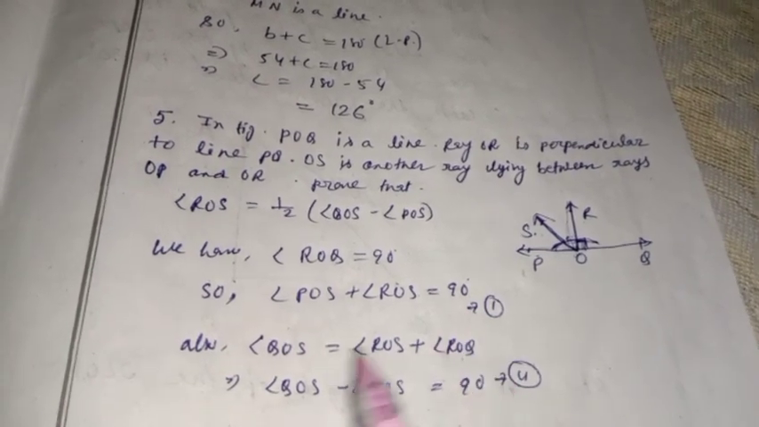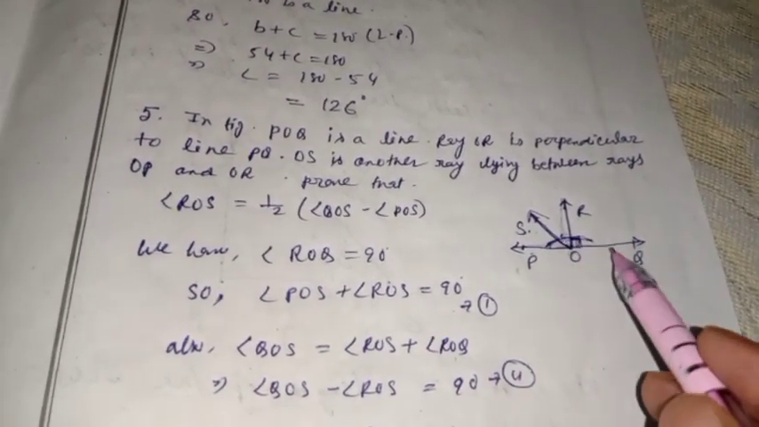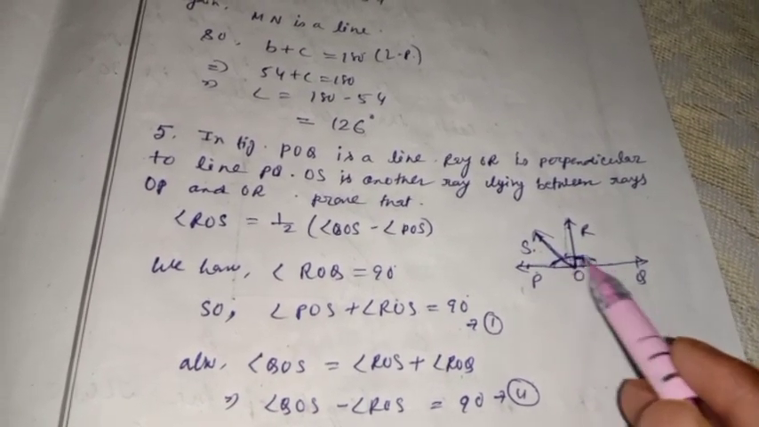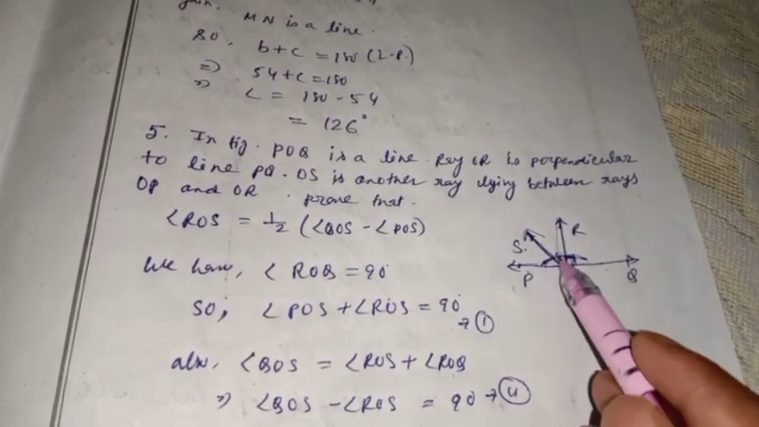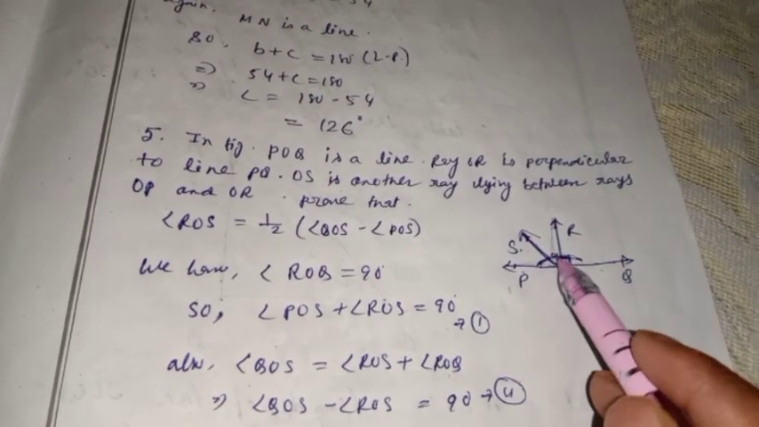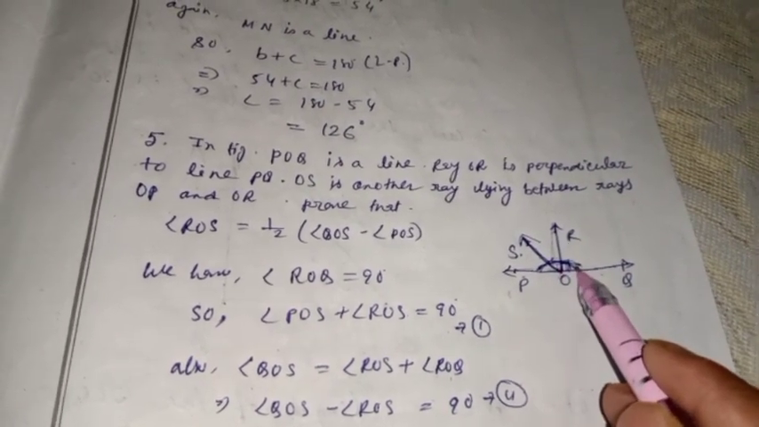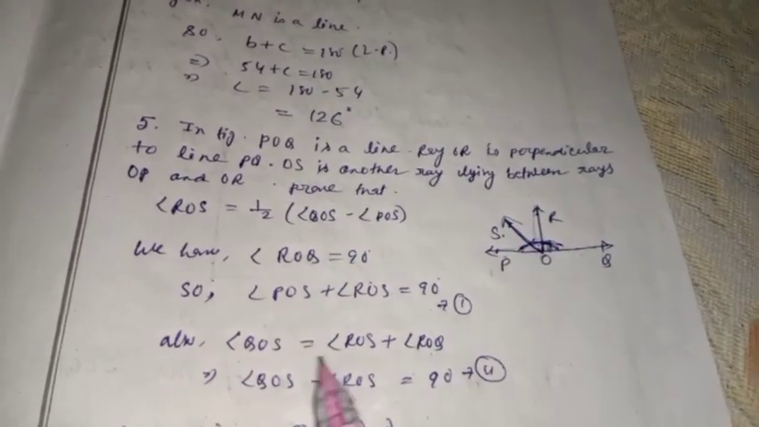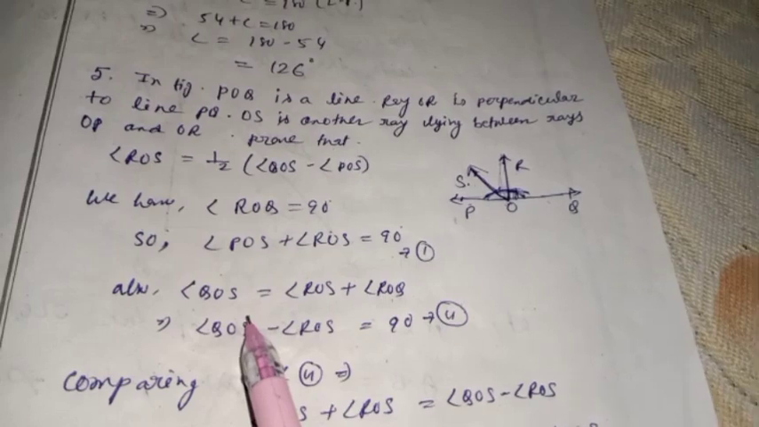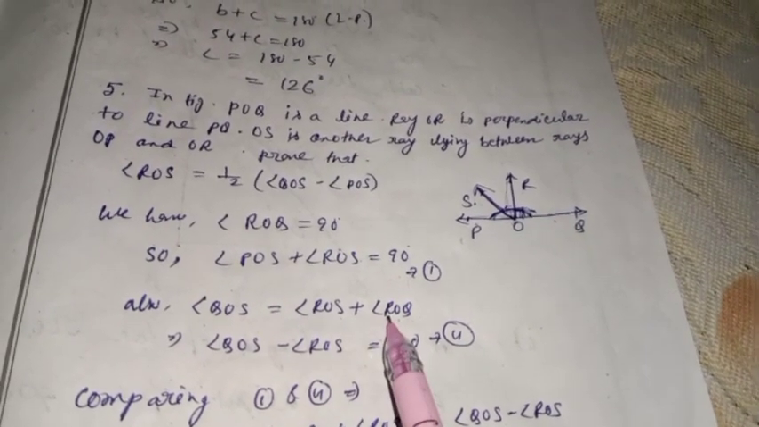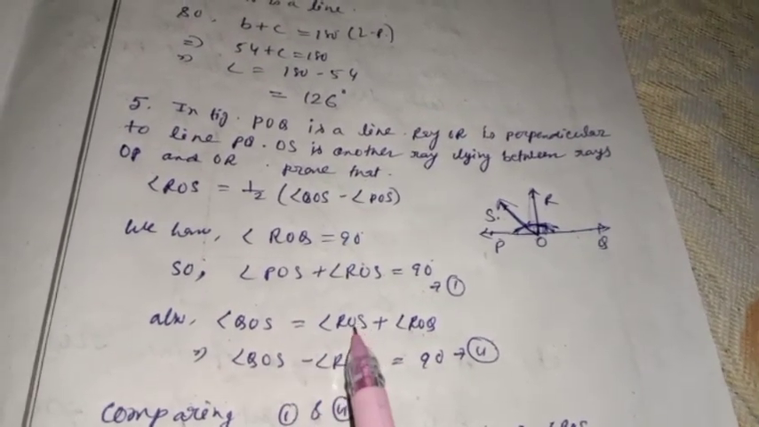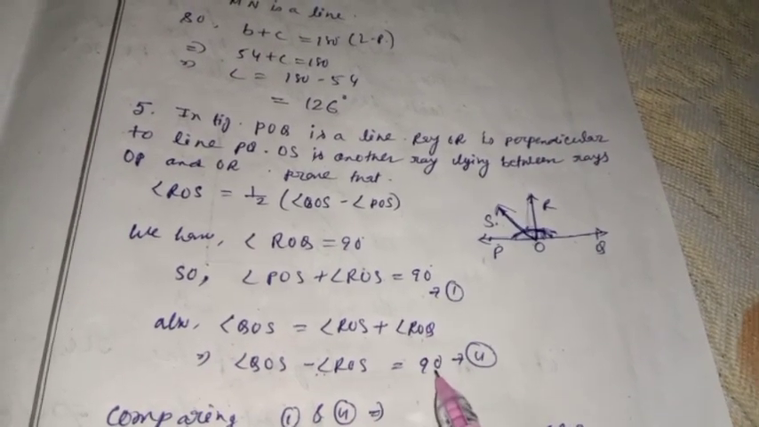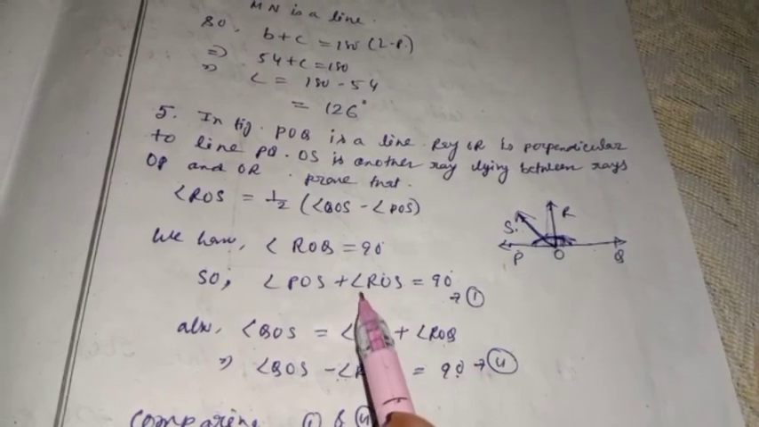Clear? Also, see angle QOS. This angle QOS contains two angles. QOS: this OS and OQ are the arms, and this is the angle. This angle contains how many angles? Two angles: angle ROQ and angle ROS. So you can write it this way. Angle QOS is equal to angle ROS plus angle ROQ. Clear? Now angle ROS, you transfer to the left side, it will be minus ROS. And what is the measurement of ROQ? 90.